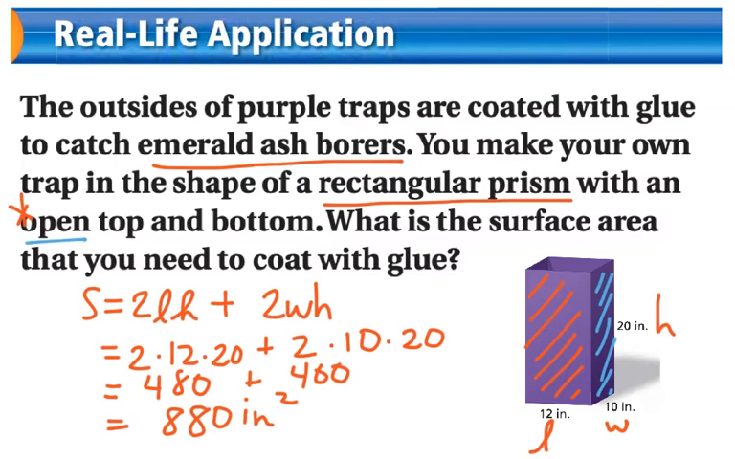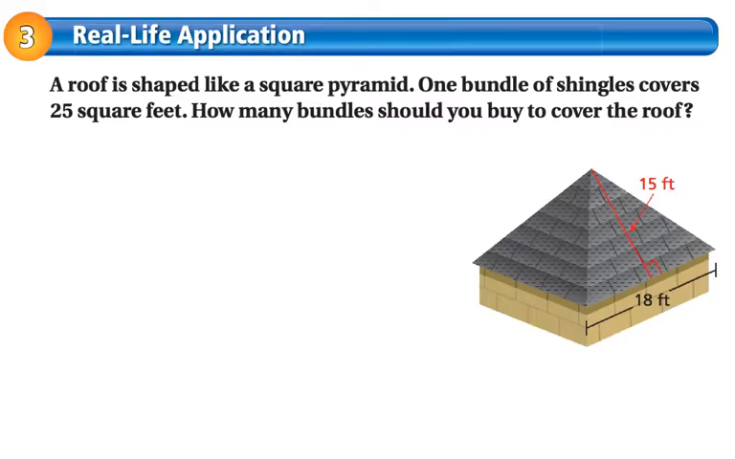Our next problem is going to ask us to focus on the surface area of pyramids, which we saw earlier. So it says a roof, which you can see here, is shaped like a square pyramid. It says one bundle of shingles. Shingles are those flat, grayish, black, red, whatever color they're made of, tiles that people put on their roofs. One bundle of these covers 25 square feet. So how many bundles should you buy to cover the entire roof?